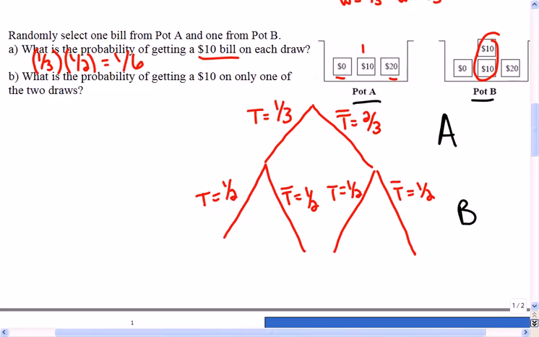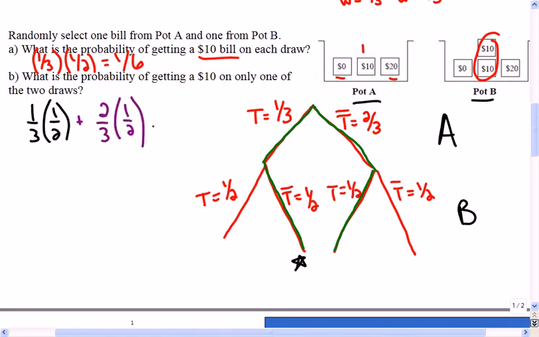So only one of the draws, that means I can get a 10 from this pot, but then I can't get the 10 in the second pot. Same thing, if I don't get it the first time, then I have to get it the second time. So the probabilities here are 1/3 times 1/2 if I follow this branch, and 2/3 times 1/2 if I follow this branch. Okay, so that'll be 1/6 and 2/6, so that'll be 3 out of 6 or 1/2.